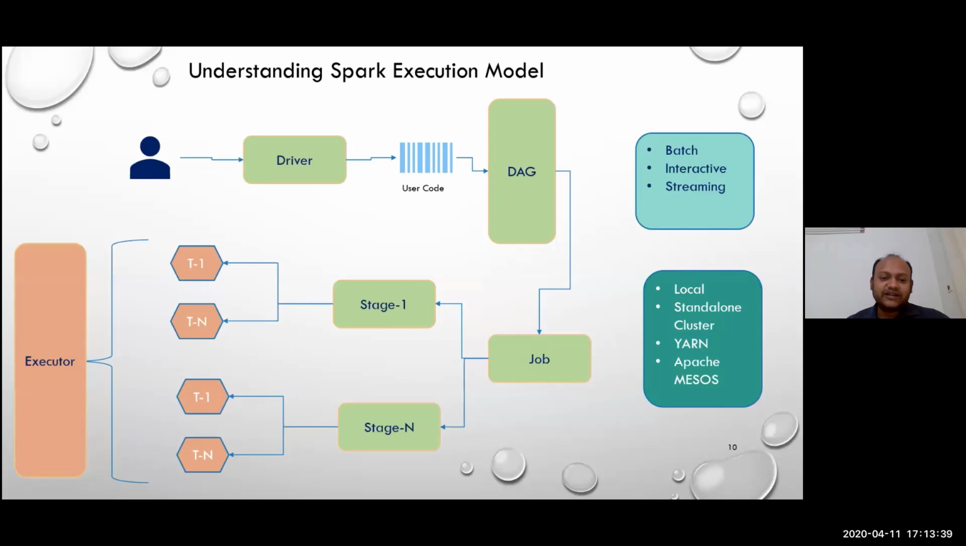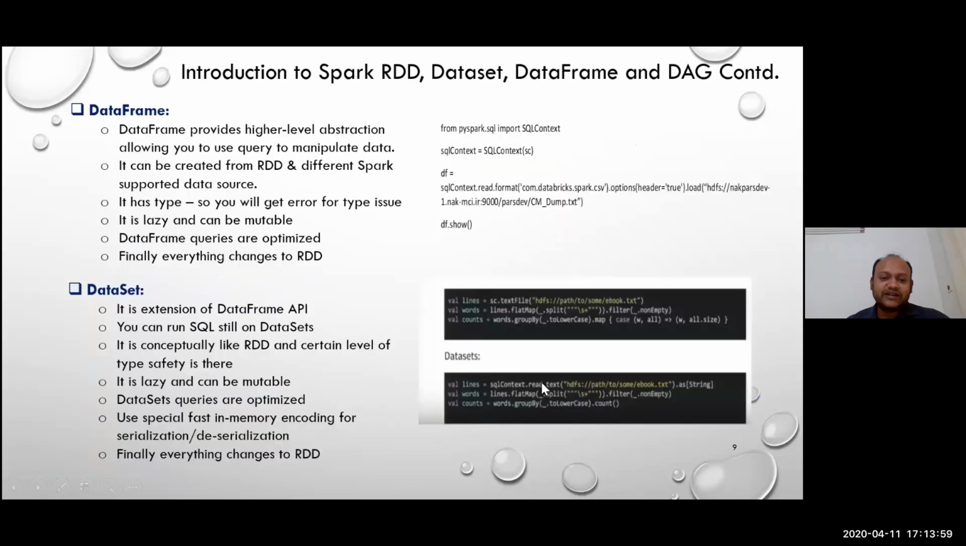So, this is the model, the way Spark works. Let's try to give an example of how it works. For example, one user is submitting this course.